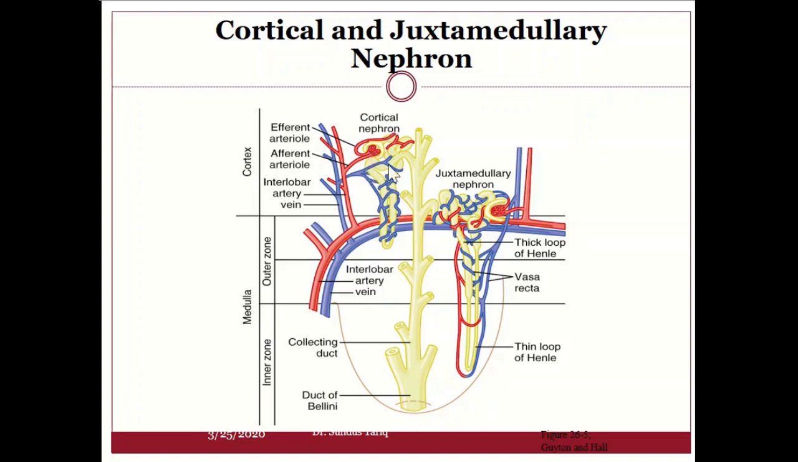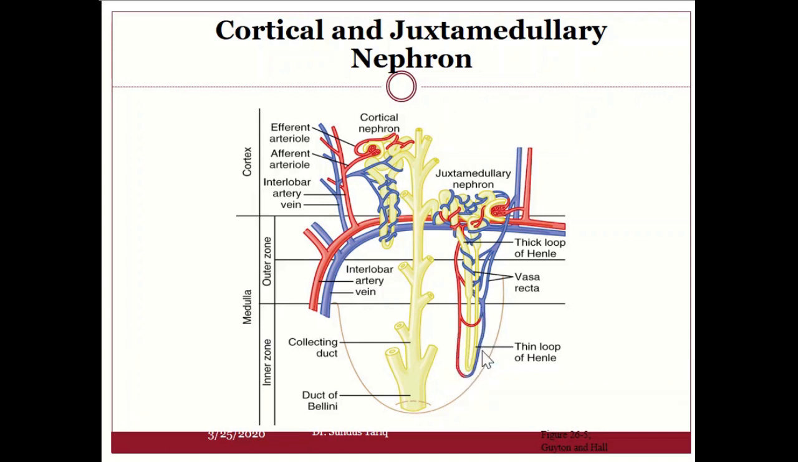The second difference between the cortical and juxtamedullary nephron is that the loop of Henle in the cortical nephron is shorter as compared to the juxtamedullary nephron, in which the loop of Henle is quite long and extends deep into the medulla. The third difference is that the peritubular capillaries, which are present around the tubules, form a special arrangement in the juxtamedullary nephron, which is called the vasa recta, which is absent in the cortical nephron. And this special vasa recta has an important role in the maintenance of concentration of urine.